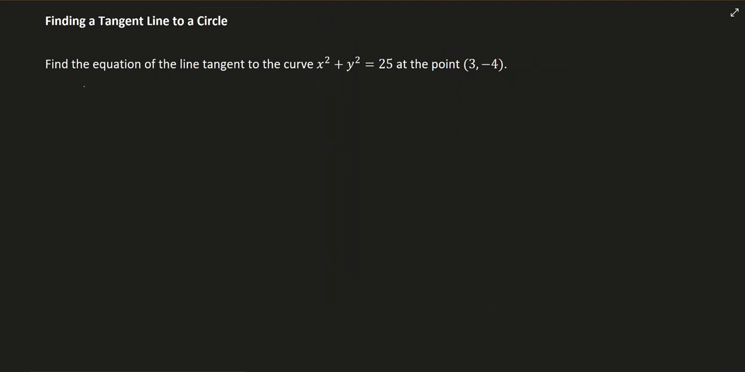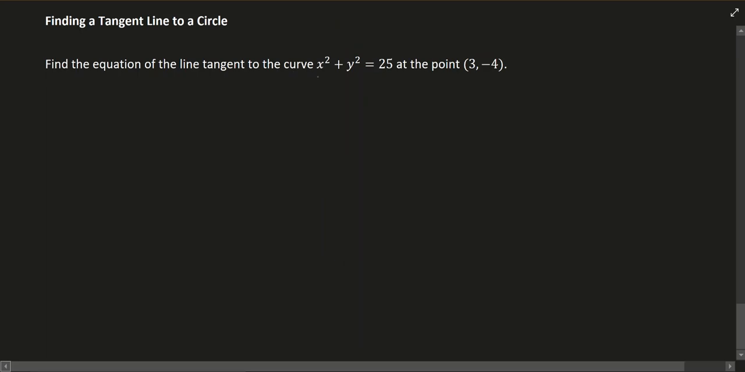Moving on to our next example, we're going to find the tangent line to a circle. So using that same equation that we've worked with a couple of times already, x squared plus y squared equals 25, this time we're going to find the equation of the tangent line to that curve at the point 3, negative 4. So remember, to find the equation of a tangent line, we need two things. First, we need the derivative, or the slope, at the point that we're given. And that is going to come from our first derivative.